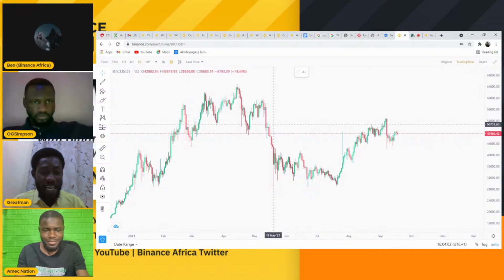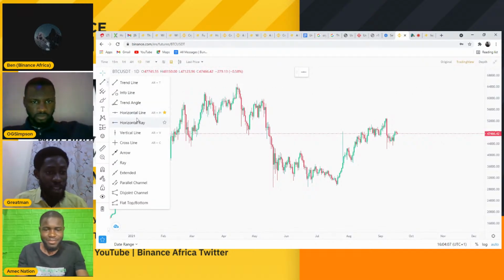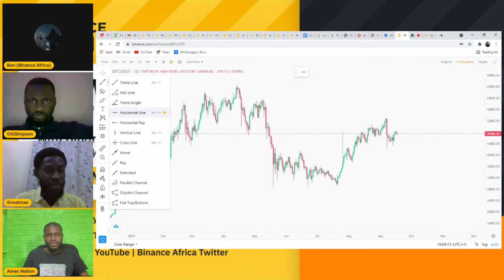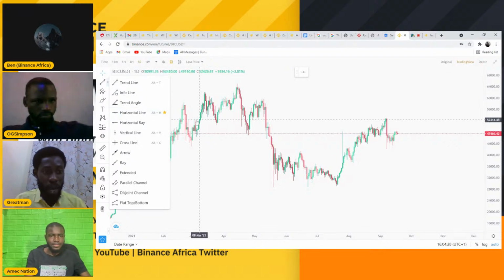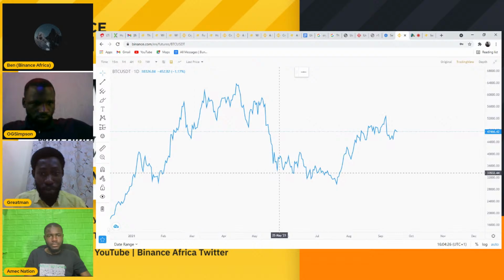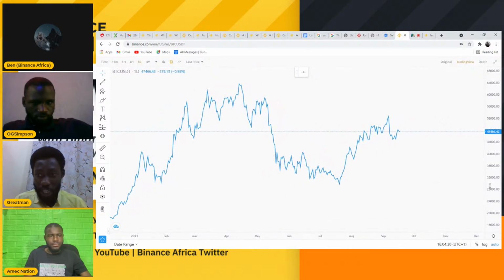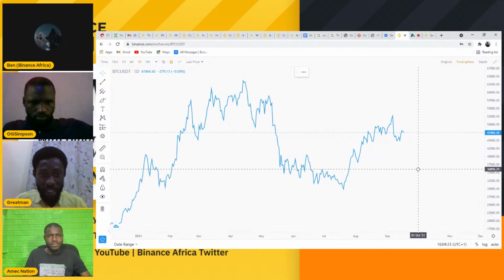Basically, I use horizontal lines to denote my support and resistance levels, and there are different ways to draw them. But I'll be showing you a very simple way to spot these levels. First of all, this is a candlestick chart. First, I go to the line chart so I can see my areas of indecision from traders. So this is my line chart.